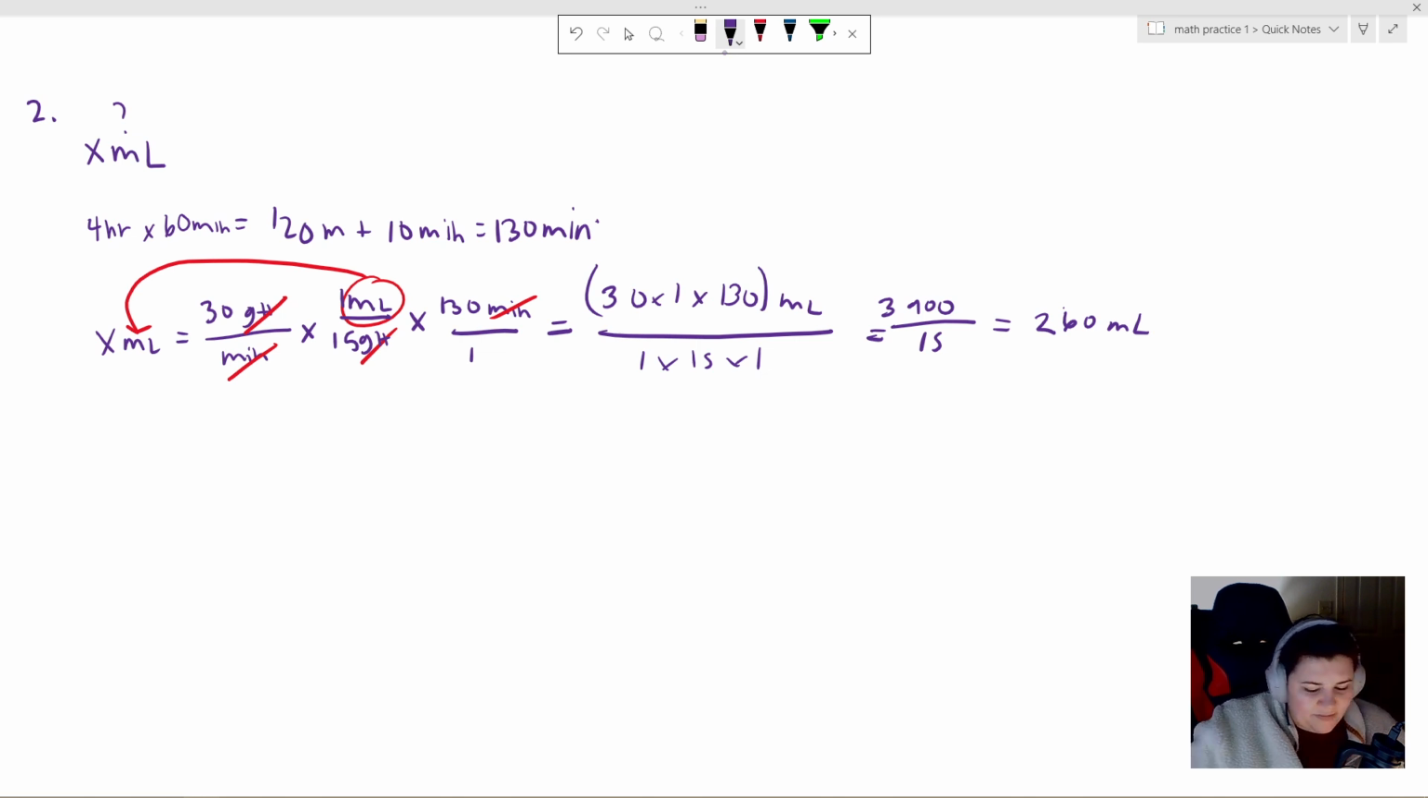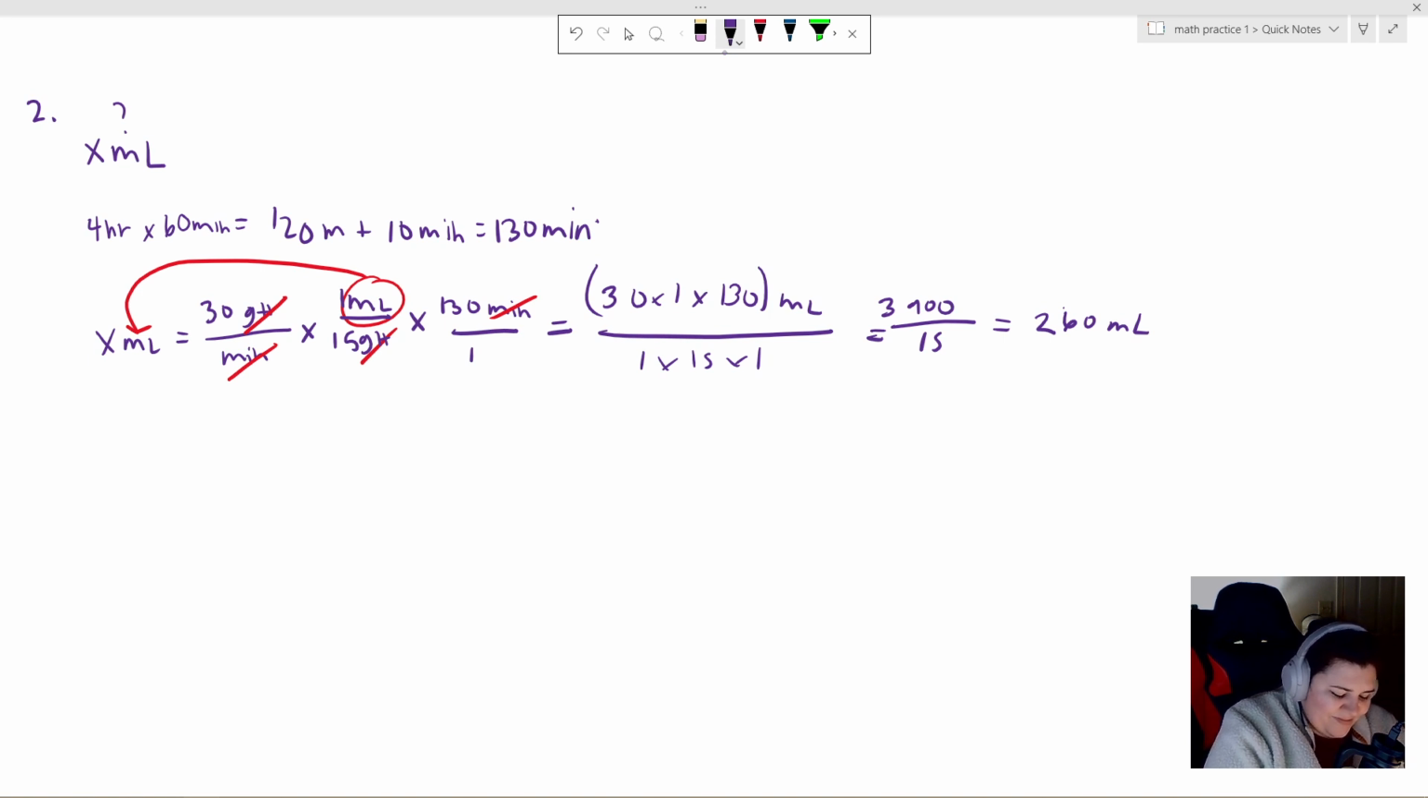I see my problem here. Wow, I'm dumb. Sometimes my brain just doesn't work. The problem is it's 240 minutes plus 10. There's 250 minutes. This is why you always check your work, right? Ends up giving you 500 milliliters.